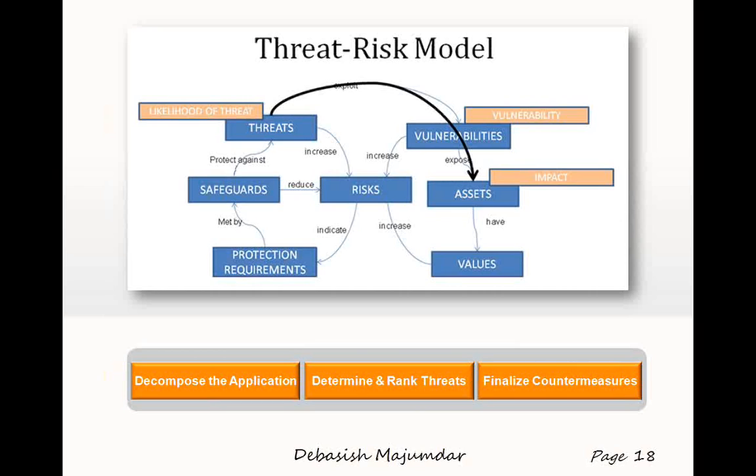A threat exploits the vulnerabilities, and it also increases the risk, and risk indicates the protection requirements, and protection requirements are met by the safeguards, and safeguards protect against the threat. On the other side, vulnerabilities increase the risk, and the risk again increases the values with regard to the assets, which have values. Okay, so this is the typical threat risk model.